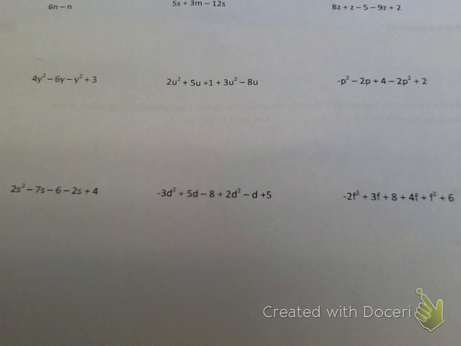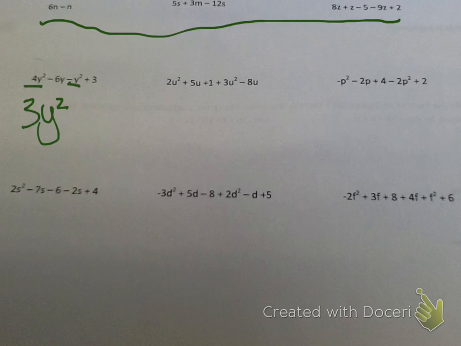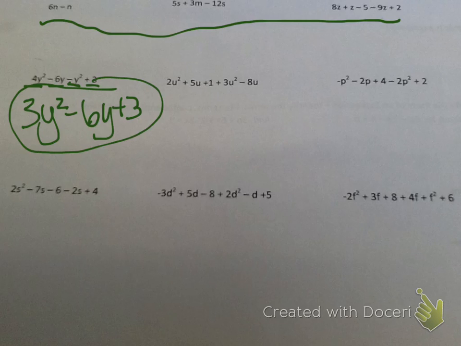I want you to try for homework these 3 problems. And then I want to go over with you maybe a couple more before I ask you to do any more homework assignments. So, on this part, things are getting more complicated. So 4y squared minus y squared would make 3y squared. Negative 6y can't combine with anything else, and plus 3 can't either. So that's simplest form.